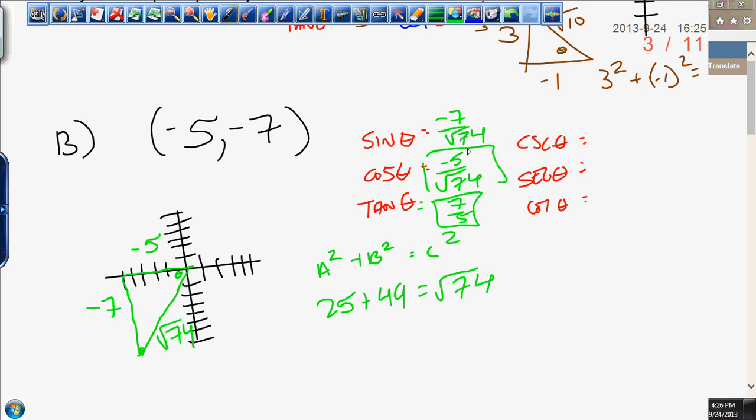Sorry, I didn't box all those. Cosecant, just flip all of them. Same thing for secant. And then lastly, cotangent is 5 over 7.